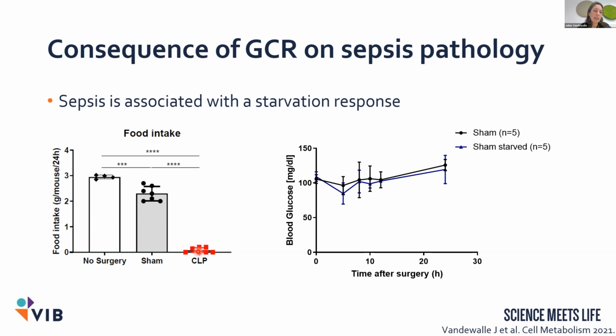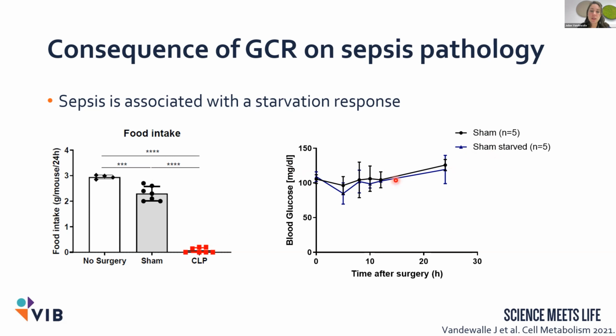Normally, when there is no food intake, this is no problem because you have your starvation response, which foresees in your own energy reserves. And this is shown here with the sham starved group. The starved sham mice are deprived from food, so they do not have access to food. So they have totally no food intake, just as we see with our CLP mice. But normal starved sham mice can keep their glucose levels normal. You can see that glucose levels are normal in the starved sham mice.